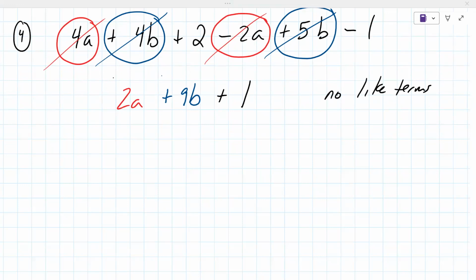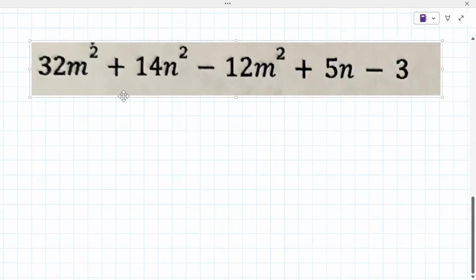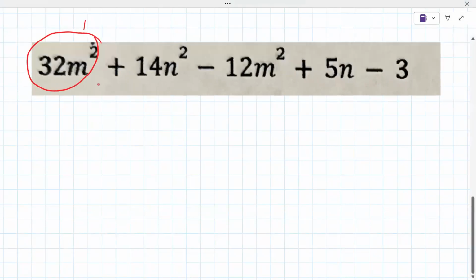All right, let's take a look at number 5. Be able to snip this one in here. Okay, so I think it's always good to go to that first term and say, okay, is there any other m squareds? There is, it's right there. Minus 12 m squared. 32 m squared minus 12 m squared. What does that become? It would become 20 m squared.